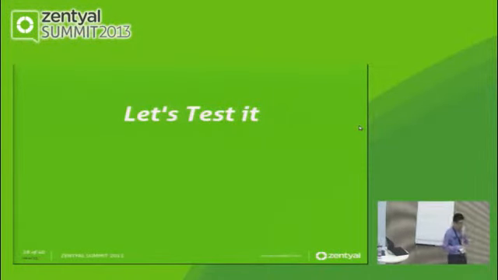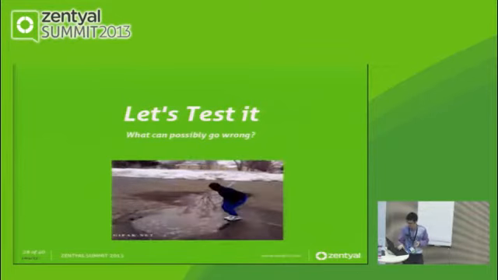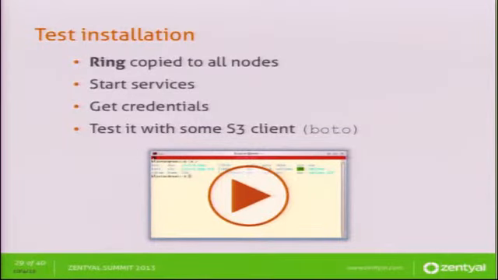So we have now, in theory, deployed our OpenStack Swift. We have the storage node, we have the proxy node, and we have the ring to put it all together. So, well, let's test it. What can possibly go wrong? These are the fun videos, more or less.